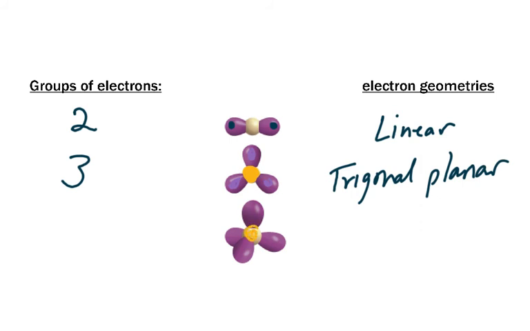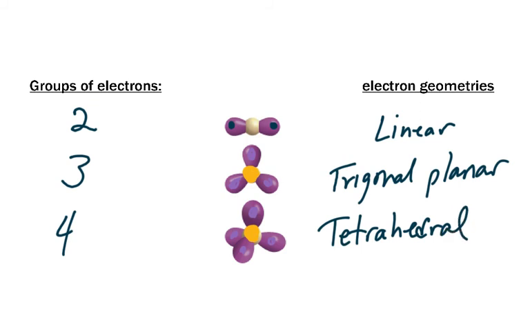Okay, in the third case we have four, right? 1, 2, 3, and 4 electron groups. And this shape is called tetrahedral, where these would each be oriented towards a different corner of a box.